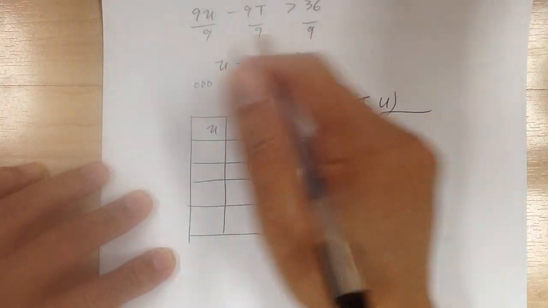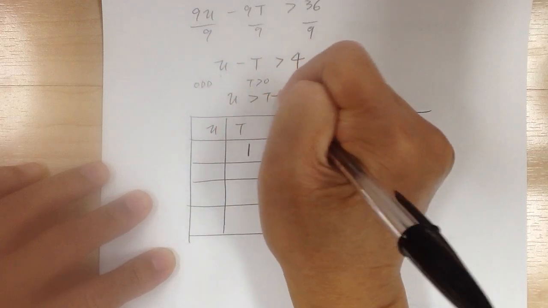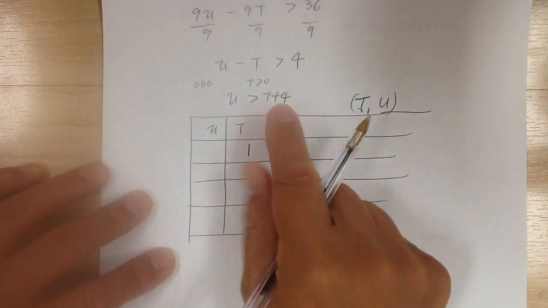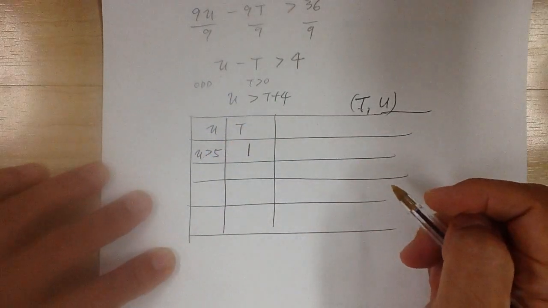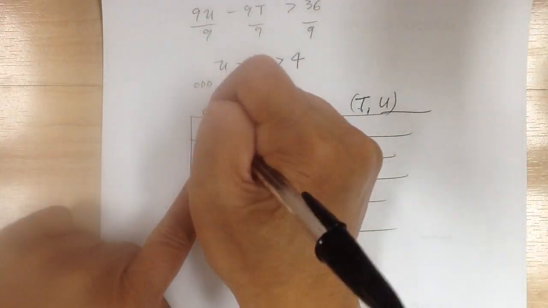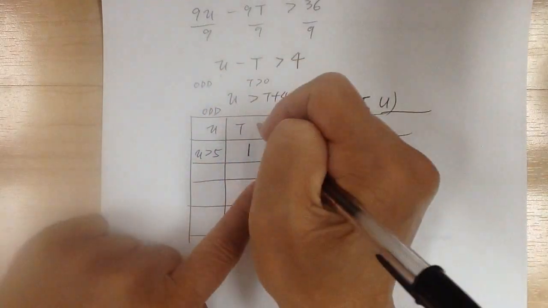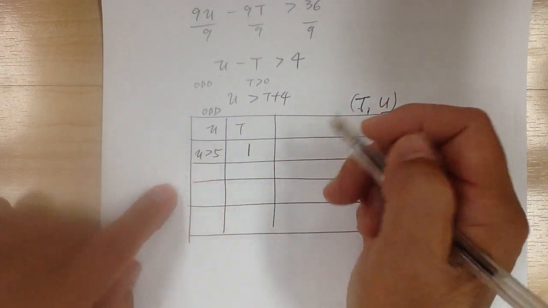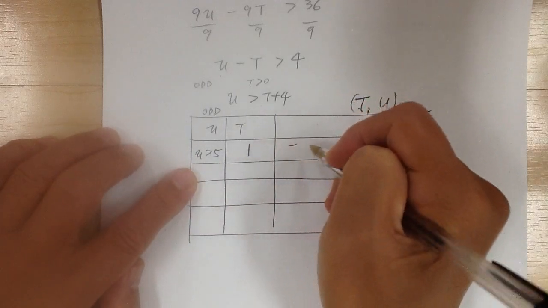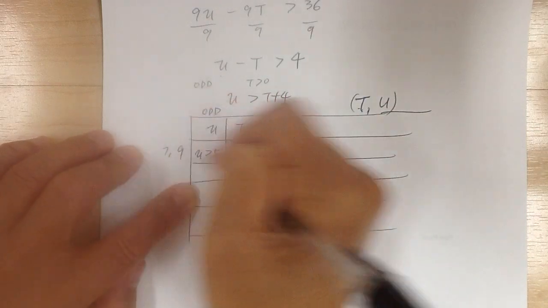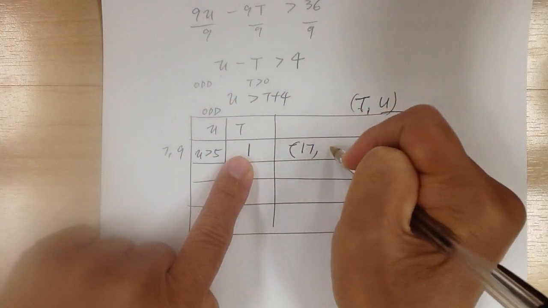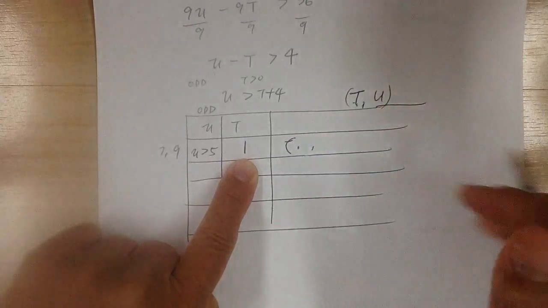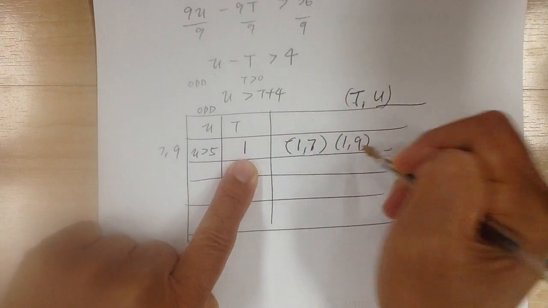So u is greater than t plus 4, right? I moved the t over to the other side. So if t equals 1, then u has to be greater than 5, and it has to be odd. So that means it has to be 7 or 9. So that means you're going to get 17 and 19.